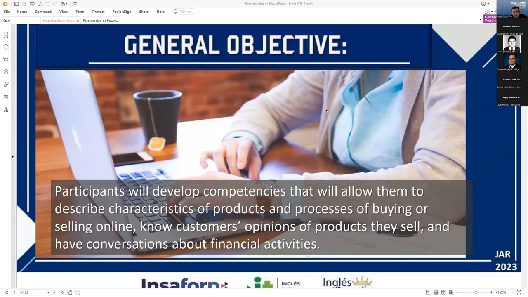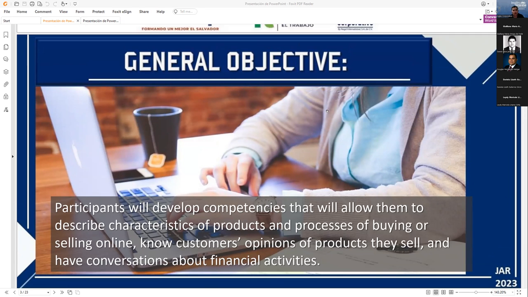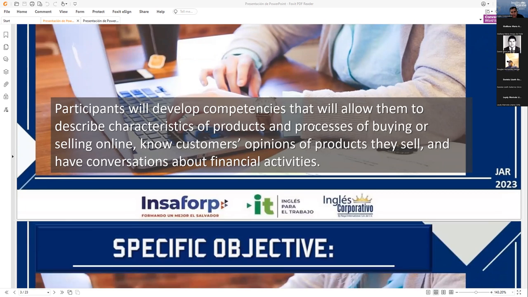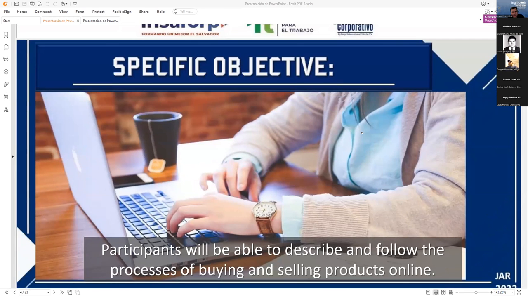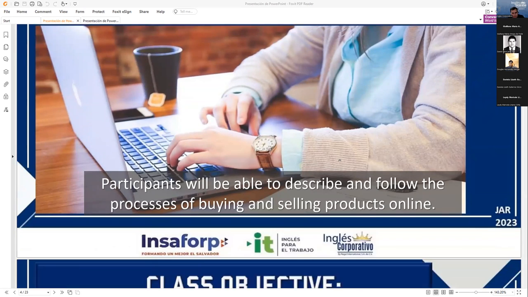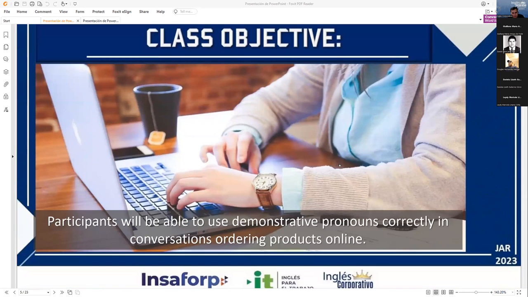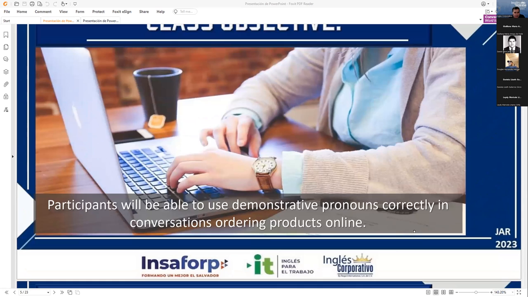This is the general objective. And this is the specific objective. All right, this is the class objective. Participants will be able to use demonstrative pronouns correctly in conversations, ordering products online.